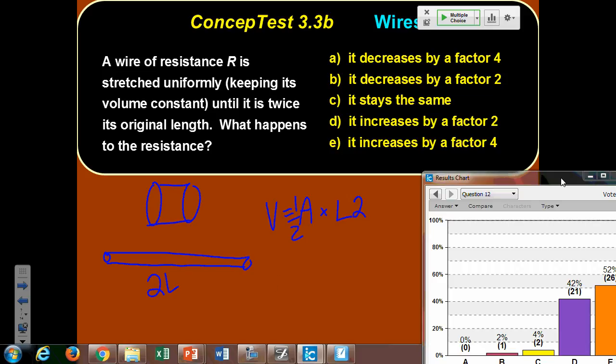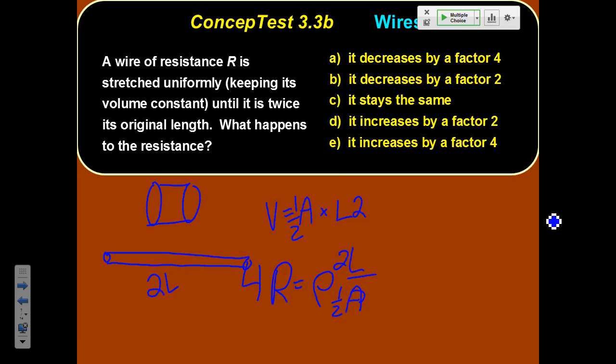And now I say R is rho L over A. I'm halving the area and doubling the length. That's going to give me a factor of 4 for the resistance. So E is right here. Factor of 4 resistance. It's interesting, isn't it?